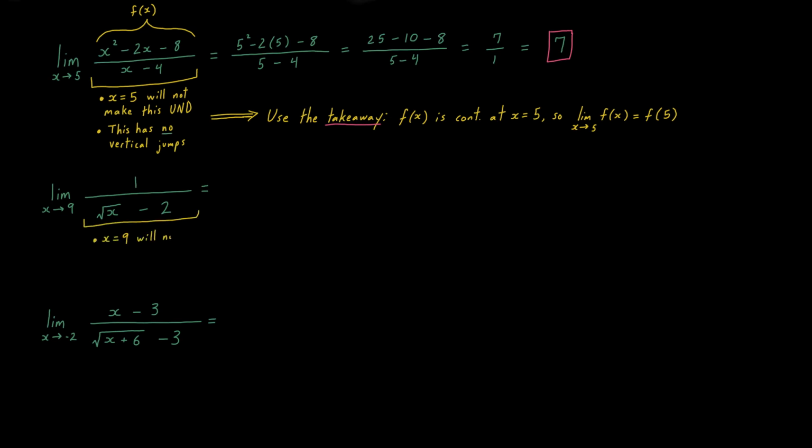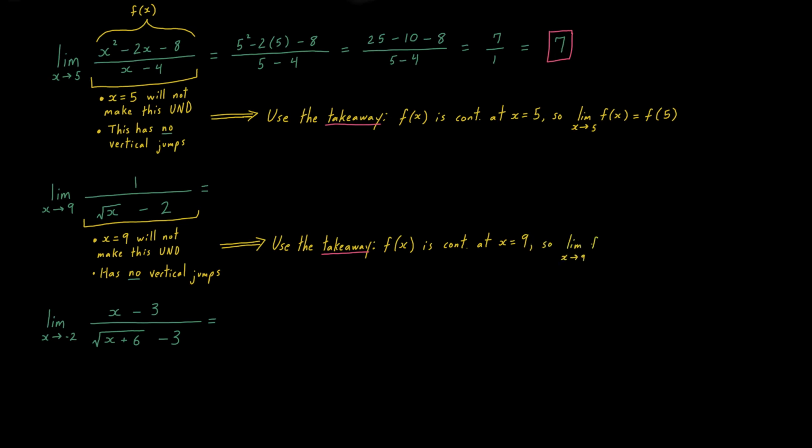Likewise, just answer a couple of questions about the middle one. Does x equals 9 make it undefined? Nope. Does it fit the form of something that has vertical jumps wherever it's defined? Nope. Therefore, the takeaway applies. F of x will be continuous at x equals 9, and therefore overall limit, left limit equal right limit, will equal function value. 1 over 1, which is a nice, crisp 1. It doesn't get any better than that.